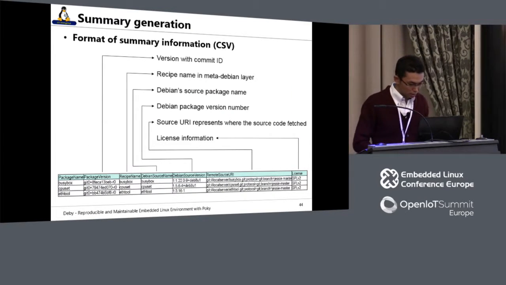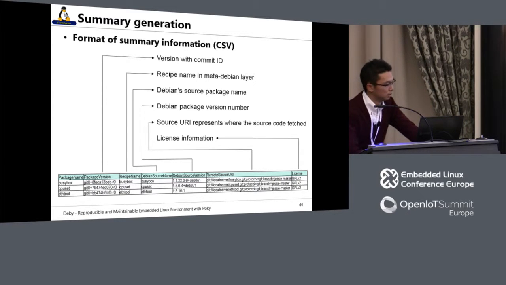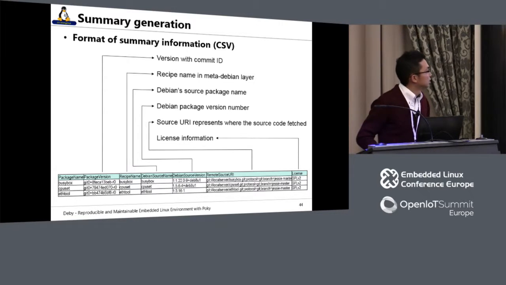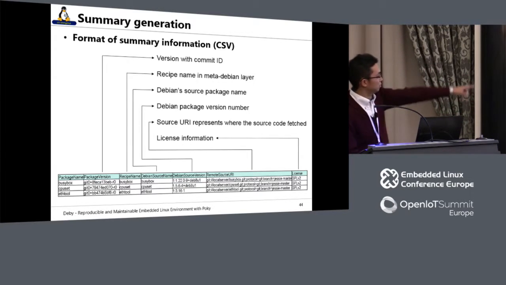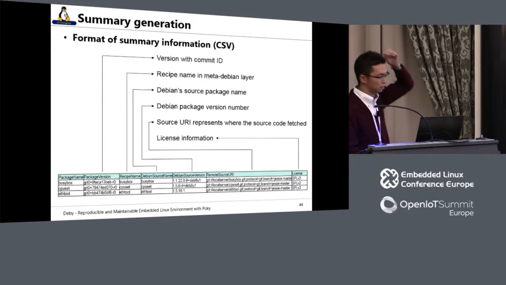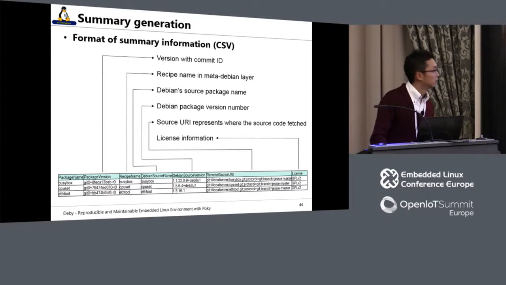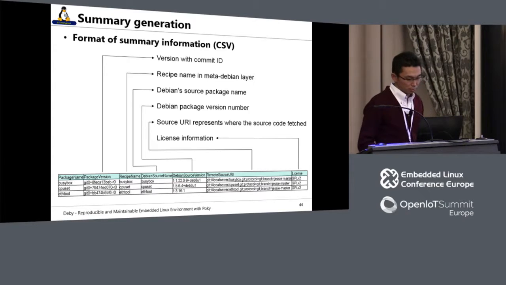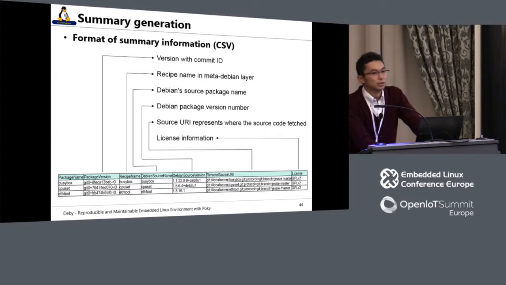And this is a sample of the summary information. The installed packages are listed in the last column by package name, and each row has information about the package. These features can save time generating such summary information in product development.